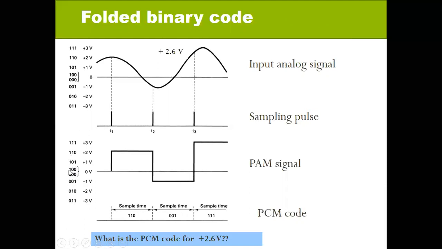Here the first sign bit is positive, so 1, then the 2 bits 0, 0, 0, 1, 1, 0, 1, 1. So the 0 volt level can be denoted by 1, 0, 0 and 0, 0, 0. That's the folded PCM. The 0 volt range is divided into 2, for 0 to negative and 0 to positive. The positive side will be 1, 0, 0 and the negative side will be 0, 0, 0. That's the difference between folded and unfolded PCM.